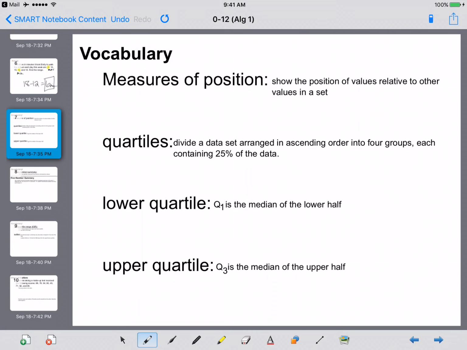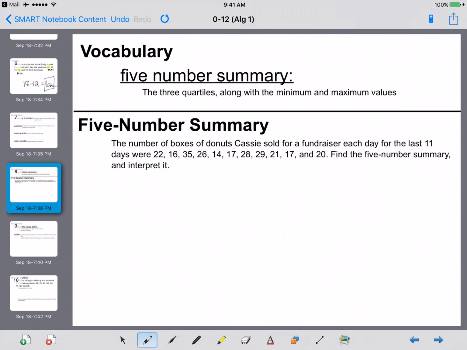Your lower quartile, which is quartile 1, is the median of the lower half. So it's the middle number of the bottom half of the data. Then your upper quartile, which is quartile 3, is the median of the upper half of the data. And we'll put that into action coming up. So then you've got your 5-number summary. The 5-number summary is the quartiles 1, 2, and 3, because quartile 4 is your max, along with the minimum and maximum values.